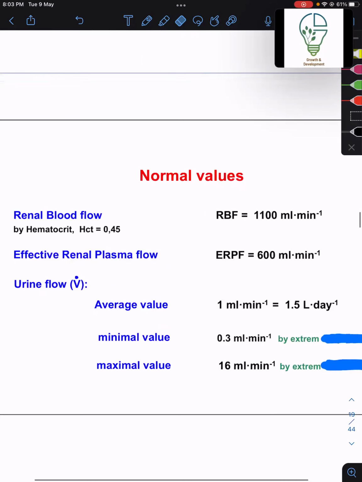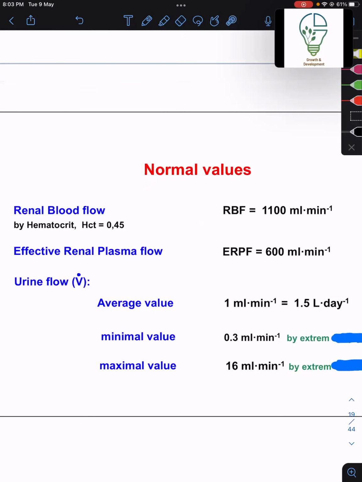Okay, so over here, they're just telling you about renal blood flow and effective renal plasma flow. Remember that the difference between effective renal plasma flow and renal blood flow is that renal blood flow has hematocrit, which means that it includes RBCs, okay? Versus effective renal plasma flow doesn't include RBCs or the hematocrit, right?